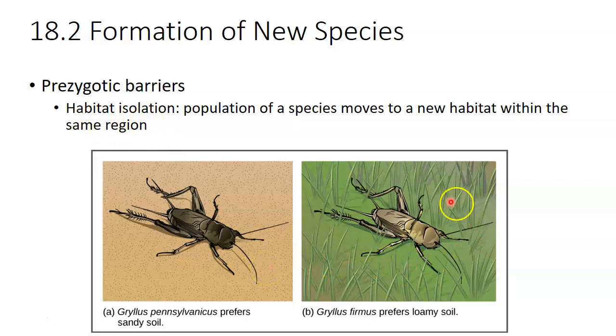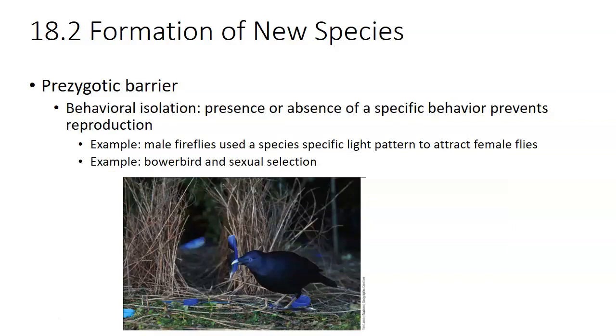And so this guy over here, belonging to this genus and species, Gorillus firmus, prefers this soil, loamy soil. And this guy over here prefers more sandy soil. Okay, so they prefer different habitats within the same ecological region. And so that prevents them from reproducing. So temporal would be time, habitat would be different habitats in the same region.